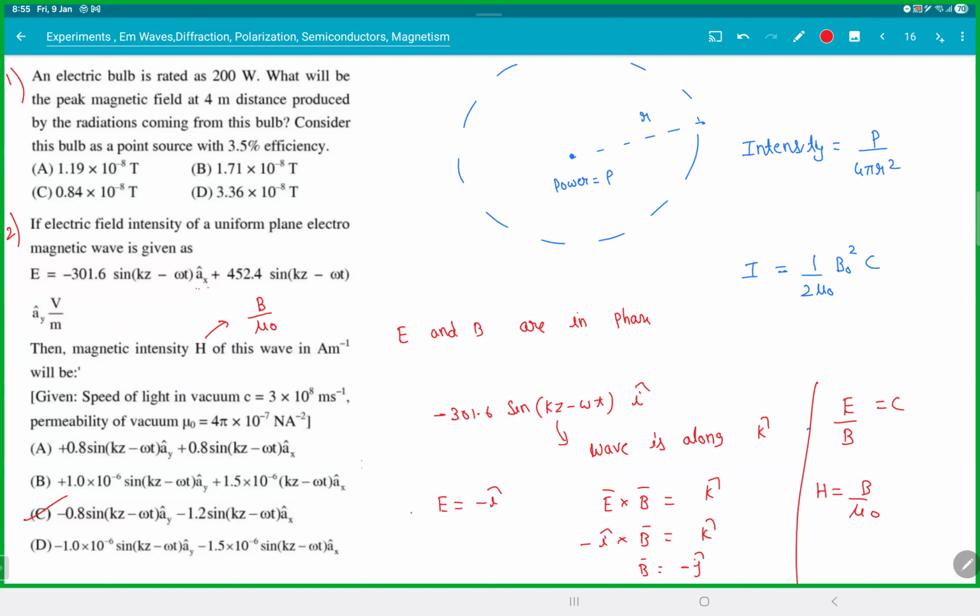So you have only two relations there. E cross B must be the direction of the wave. E by B must be equal to C. These two things will give you the result most of the time.